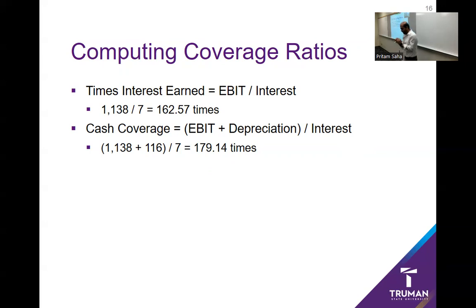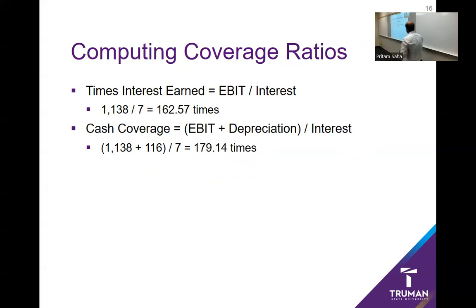Because after you generated operating profit or EBIT, what is the next step? Pay interest. So that's why higher the ratio, better the capacity. So this is good for the debt holders, because you can pay 162 times. That means if it's the annual value, you have 162 years of interest payment from this year's operating profit.